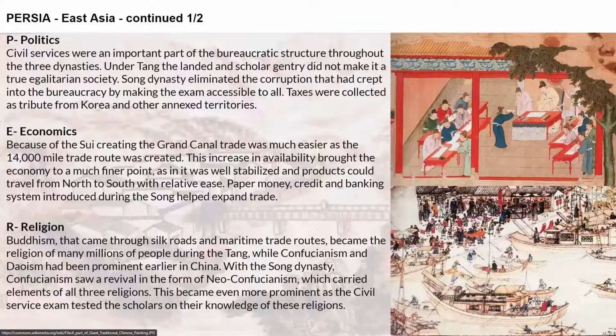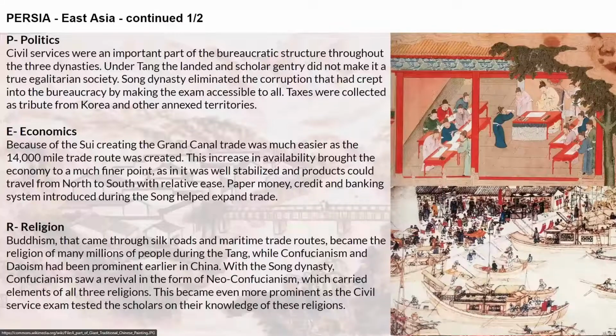structure. Economics. Because of the Sui creating the Grand Canal, trade was much easier as the 14,000-mile trade route was created. This increase in availability brought the economy to a much finer point, and it was well stabilized, and products could travel from north to south with relative ease. Paper money, credit, and banking systems were introduced during the Sung, which helped to expand trade. Not just the Grand Canal was increasing trade, but it was also allowing religion and different cultures and ideologies to go with the people who were trading.